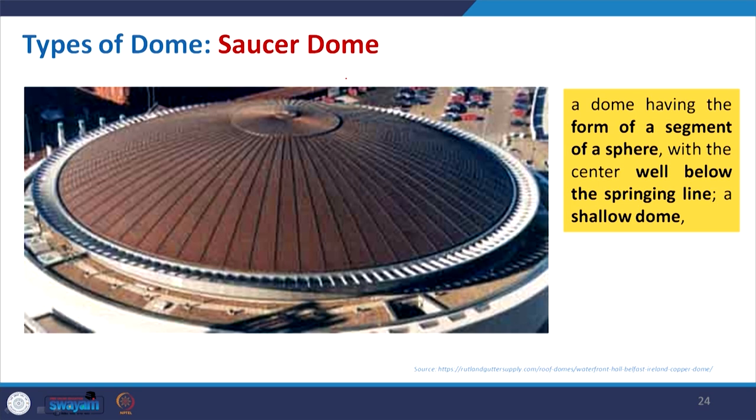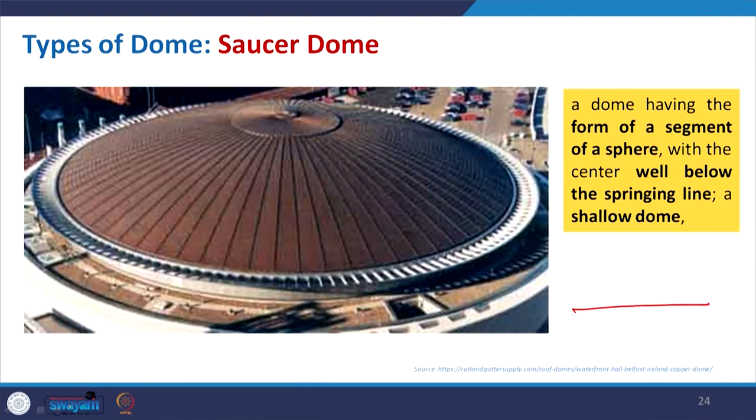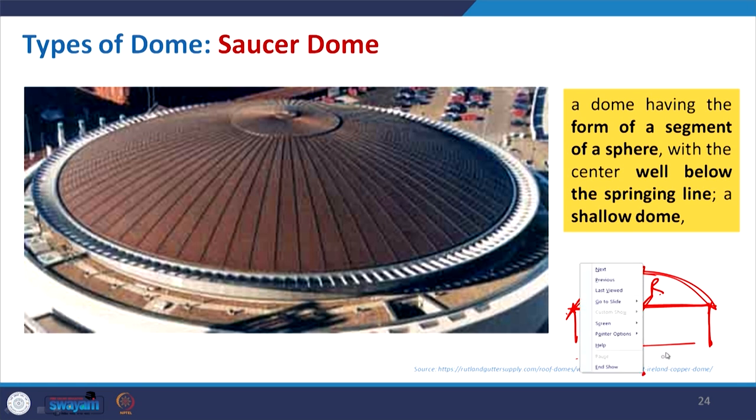The saucer dome is also referred to as a segmental dome. We talked about the rise. This is your support, and whatever height you get is basically the rise. For the saucer dome, it is segmental. So the rise does not lie on this line, but maybe from somewhere below it, and from there we make this particular arch. The center of this arch is basically below that. So it is a dome having the form of a segment of a sphere with the center well below the springing line.